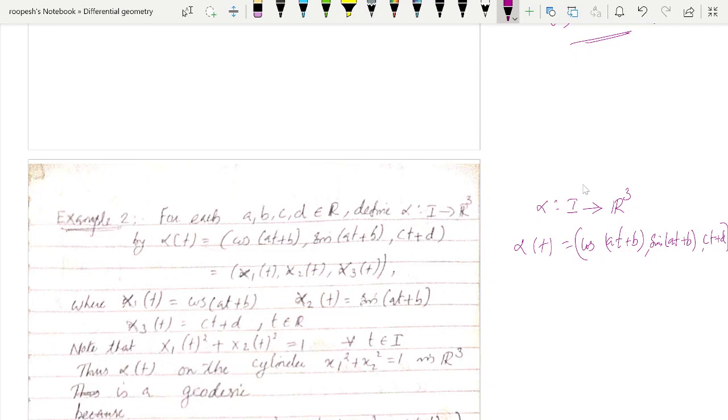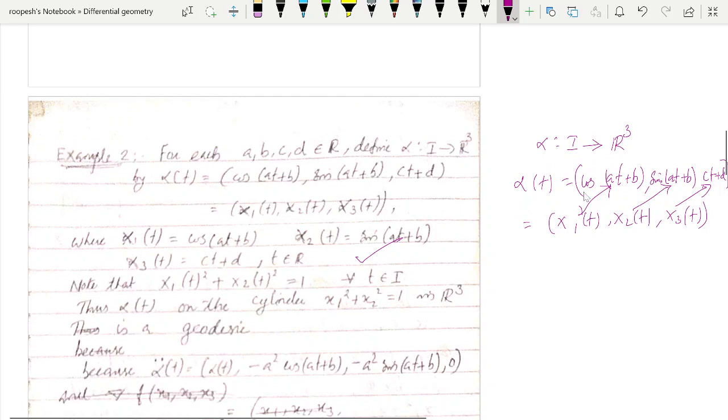First of all we can split this into its components. I am using the notation x1 of t, x2 of t, x3 of t. So x1, x2 and x3 are each of these components, and we have expressed everything in terms of components. Now when you add the squares, x1 square plus x2 square, you will get 1. So alpha of t lies on the cylinder x1 square plus x2 square equal to 1 in R3. This curve is nothing but the parametric equation of the cylinder, and we want to show that it is a geodesic.